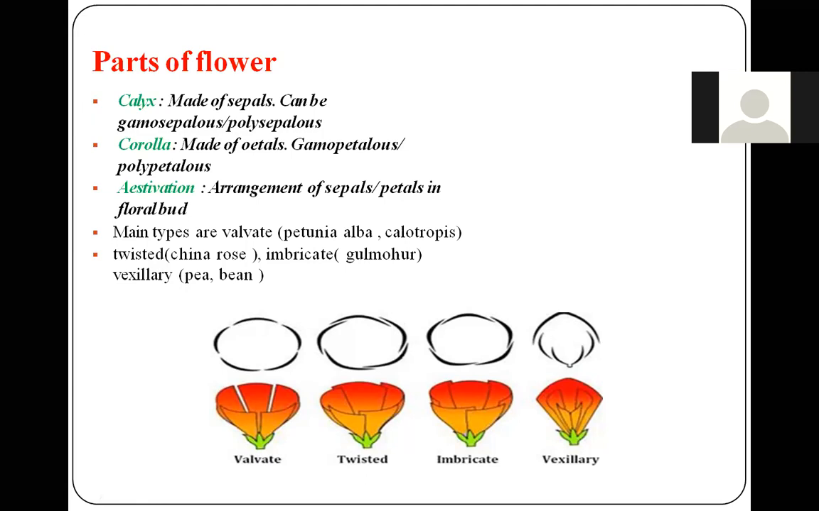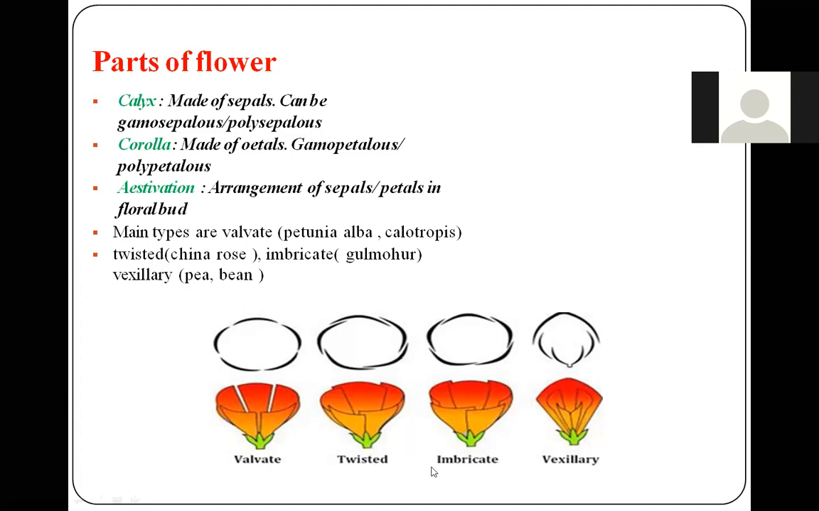The second type is said to be twisted. Here you can see there is one overlap, right? So one petal is overlapped on the second one. You can see that one side is overlapped, not both sides, but only a single side is being overlapped on the other one. And as it forms a twist-like structure, for this reason this type of estivation is known as twisted.